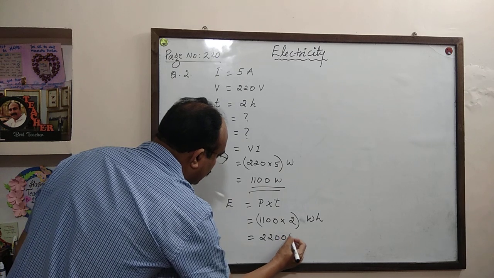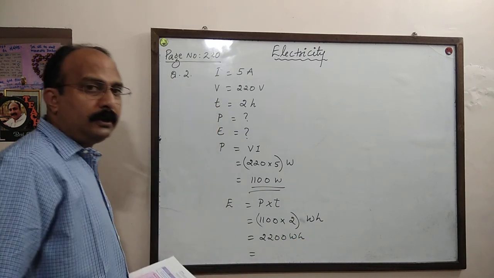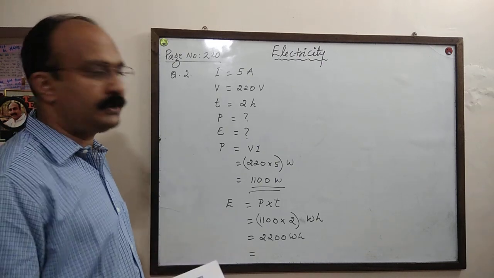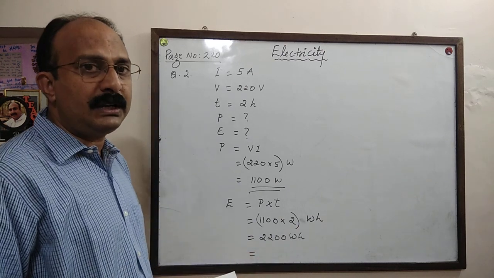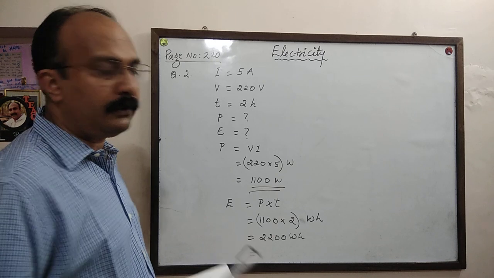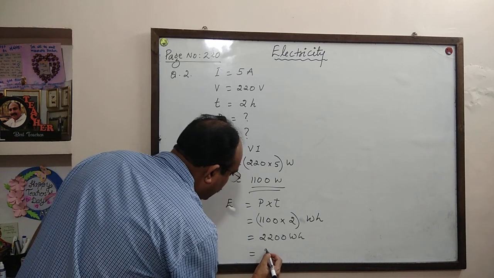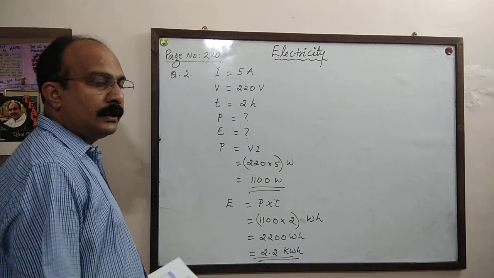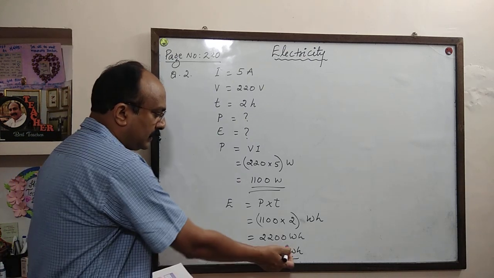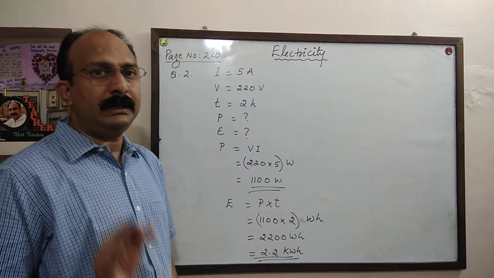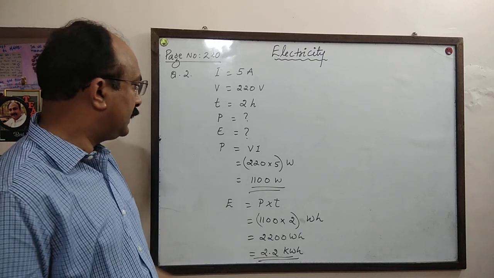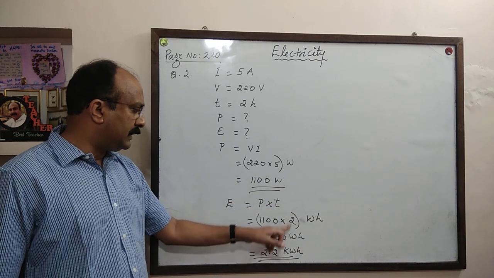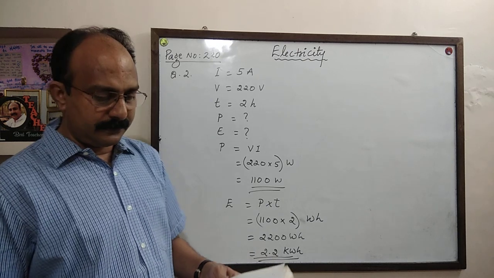So 2200 watt hour. But the commercial unit of electricity is kilowatt hour. Conversion of watt hour into kilowatt hour is upon 1000, since watt upon 1000 is equal to kilowatt. So 2200 upon 1000 is 2.2 kilowatt hour. Only for electrical energy, you can leave the final answer in commercial unit, that is kWh. So the answer: power is 1100 watt, and energy consumed in 2 hours is 2.2 kilowatt hour.